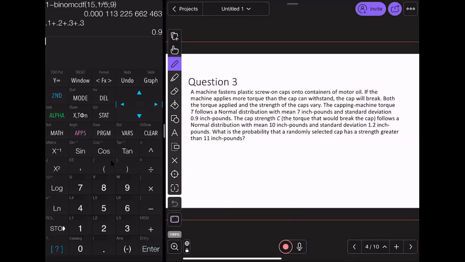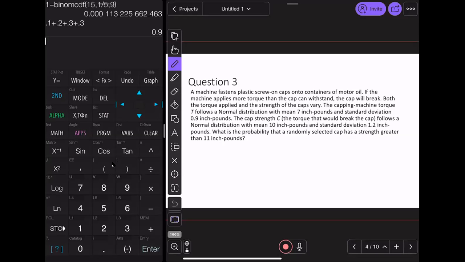All right, the next example here. A machine fastens plastic screw-on caps onto containers of motor oil. If the machine applies more torque than the cap can withstand, the cap will break. Both the torque applied and the strength of the caps vary. The capping machine torque T follows a normal distribution with a mean of 7 pounds and a standard deviation of 0.9 pounds. The cap strength, C, so the torque that would break the cap, follows a normal distribution with a mean of 10 inch-pounds with a standard deviation of 1.2 inch-pounds. What is the probability that a randomly selected cap has a strength greater than 11 pounds?